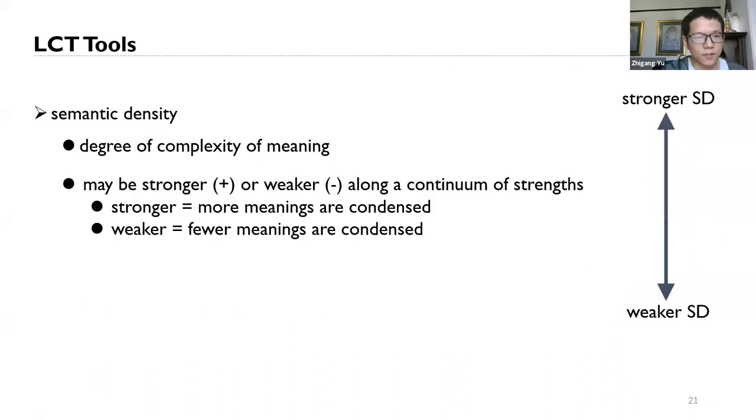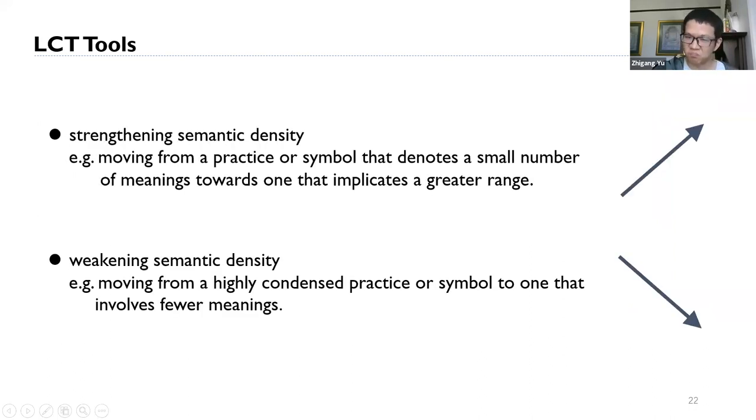And semantic density refers to the degree of complexity of meaning. The same, it can be stronger and it can be weaker. If it is weaker, it means less meaning is condensed. If it is stronger, it means more meaning is condensed there. So the same, we can strengthen semantic density, moving from particulars or symbols that denote a small number of meanings towards ones that implicate a great range, and weaken it by moving from highly condensed practice or symbols to ones that involve fewer meanings.